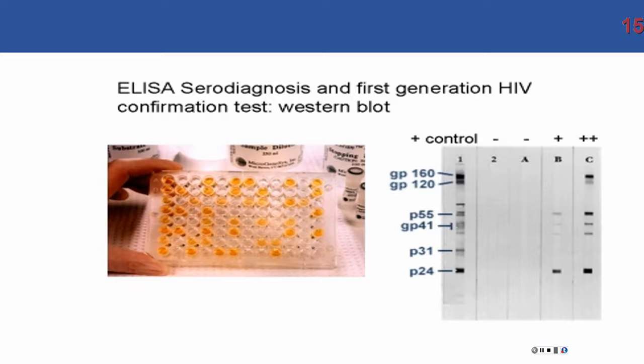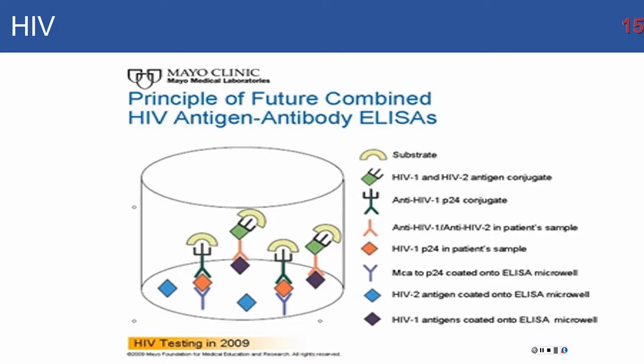With ELISA, this is what that plate might end up looking like, and then they do a Western blot in order to confirm the presence or absence. And you should note, look at what we're looking at here. Here's glycoprotein 160, glycoprotein 120, glycoprotein 41. These are going to become very important later in today's lecture. So now we are getting a little bit more sophisticated, and you end up having a different combination of antibodies, which gives you increased specificity and increased sensitivity.